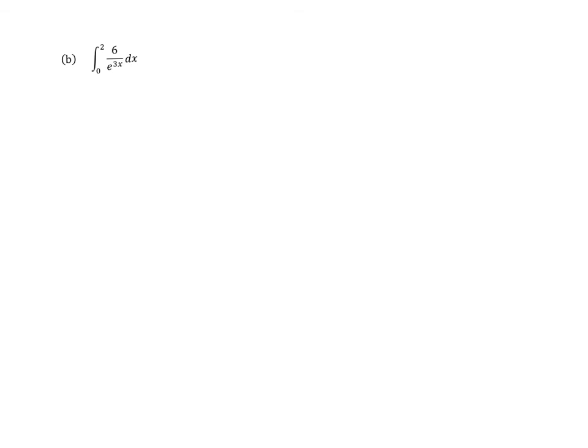Example B, we have a few issues here. One thing that's going on is that I have a 6 that I could pull out. The other issue is that e to the 3x is in the denominator, so I want to bring it up. So it's e to the negative 3x, because I'm trying to make this look like e to the something, so I can integrate. Another issue I have is the minus 3x. It's not just x, it's negative 3x.